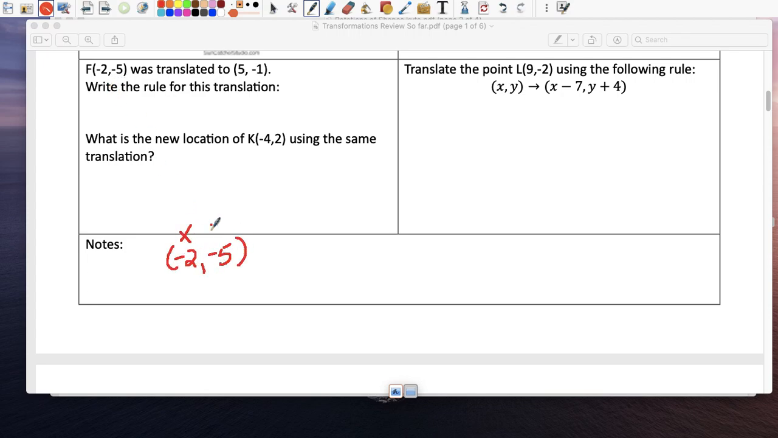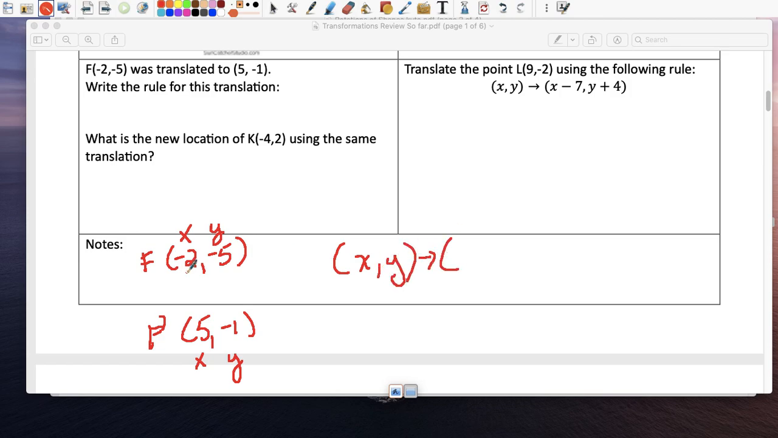Here's my x value, this is my y value, and this is f, and it became f prime, and it moved to 5, -1, and again, this is my x value and my y value. So let's see what happened to the x. You were at -2, and now you are at 5 on the x-axis. So if you're at -2 and you ended up at 5, you move to the right, first of all. And how many units did you move to the right? You moved to the right 7 units. That's what happens with dx. So from -2 to 5, this is what happened: a shift, a slide 7 to the right.